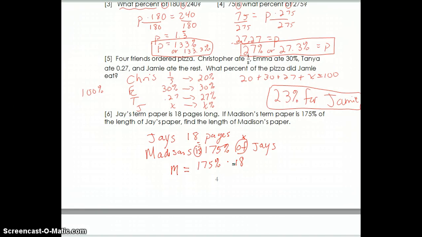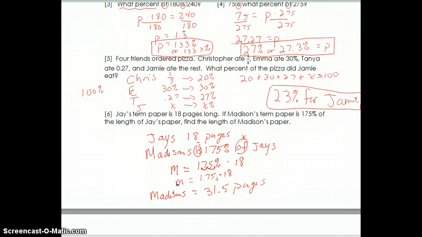Okay. One thing we do have to take note of here, this percent sign, we don't want to mess with a percent. Much easier to mess with a decimal. Gives us a quick answer. So we're going to take this decimal, we're going to move it 1, 2. We're going to rewrite this as a decimal instead of a percent. We do 1.75 times 18, and we get 31.5. Don't forget our pages. And that's Madison's.